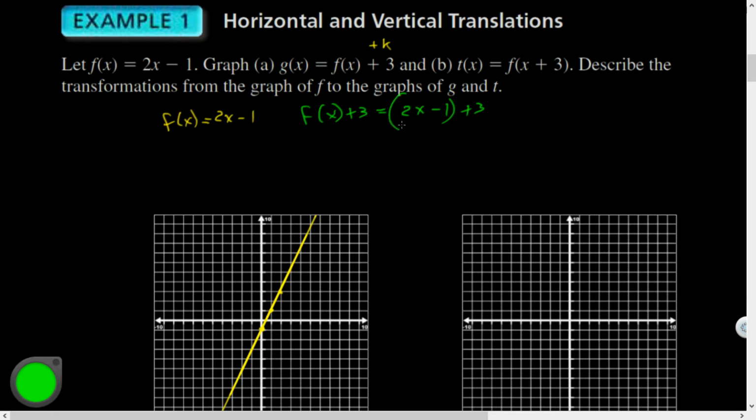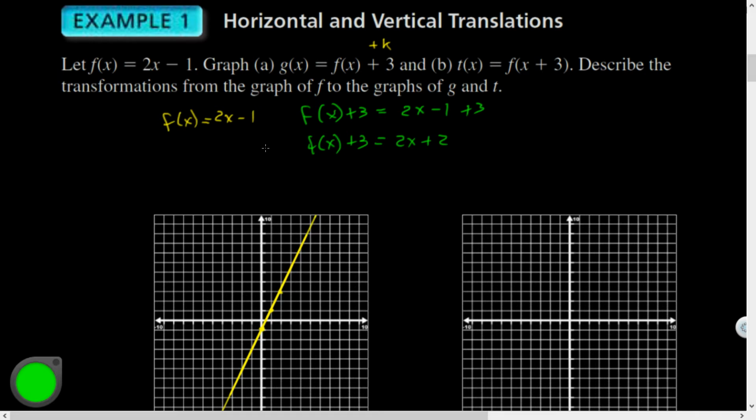All right, after all of this was evaluated, what does that simplify to become? That's the same as 2x. What happens when I combine these like terms? What's -1 plus 3? Positive 2. Yeah, positive 2. So I'll get f of x plus 3 outside the parentheses is the same as 2x plus 2.